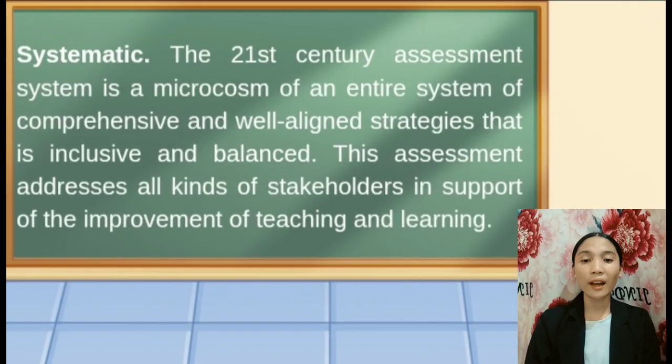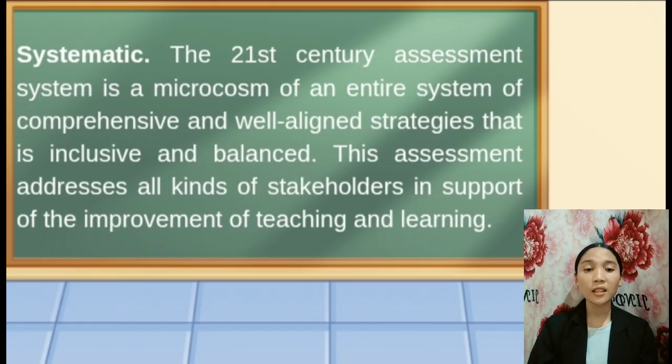So the last one we have is systematic. The 21st century assessment system is a microcosm of an entire system of comprehensive and well-aligned strategies that is inclusive and balanced. This assessment addresses all kinds of stakeholders in support of the improvement of teaching and learning. So it means assessment is a comprehensive, well-aligned, and balanced system. It involves all stakeholders to improve teaching and learning.